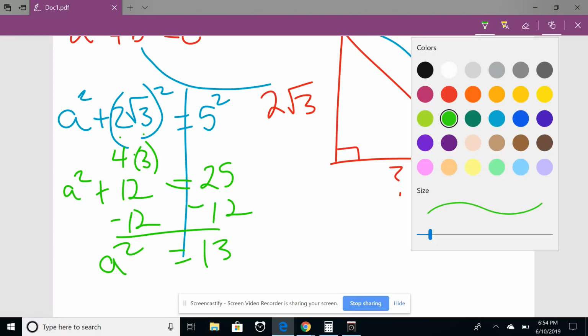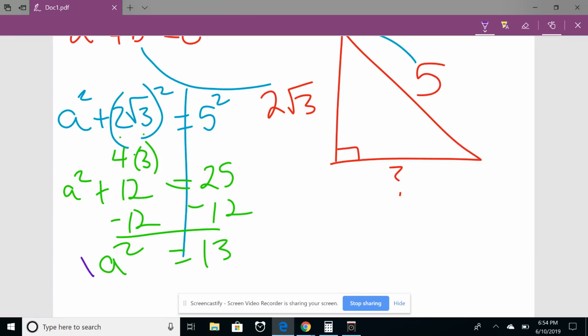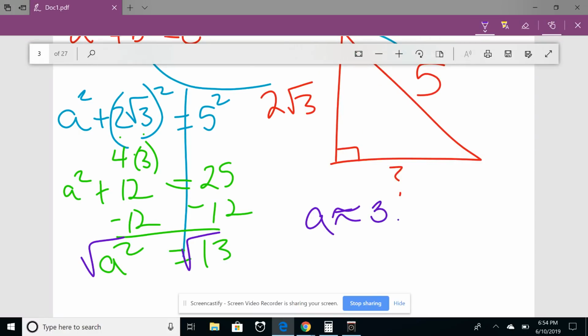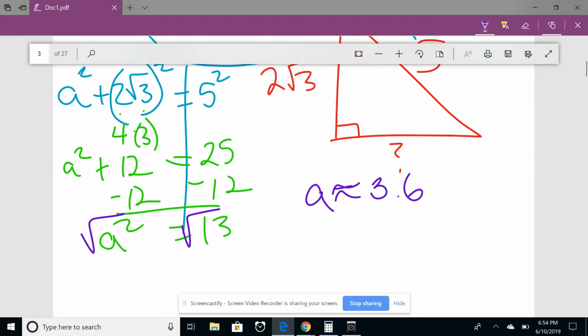Find the square root of both sides. So a is going to be about, let's see, square root of 13 is 3.6. And you could try to simplify radical 13, but 13 is prime, right? It only goes into 13 and 1. It doesn't have any pairs, so you can't really simplify it. So square root of 13 is actually the simplest square root possible for those types of problems.